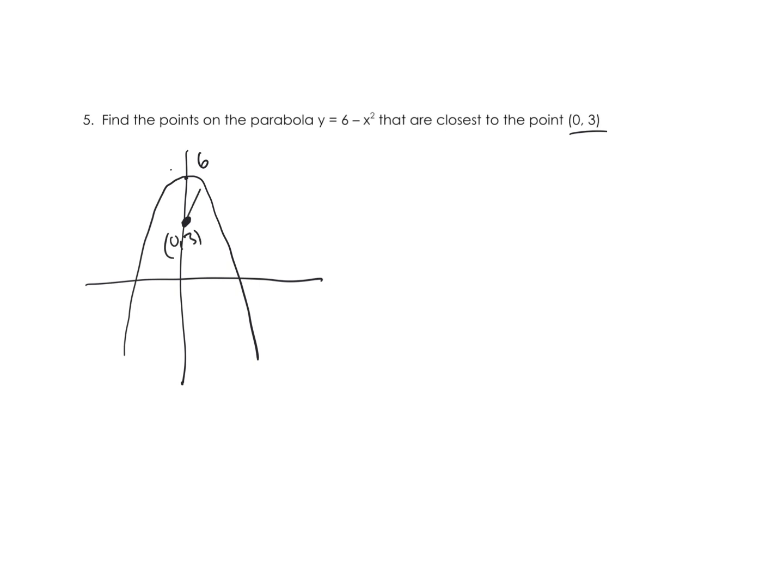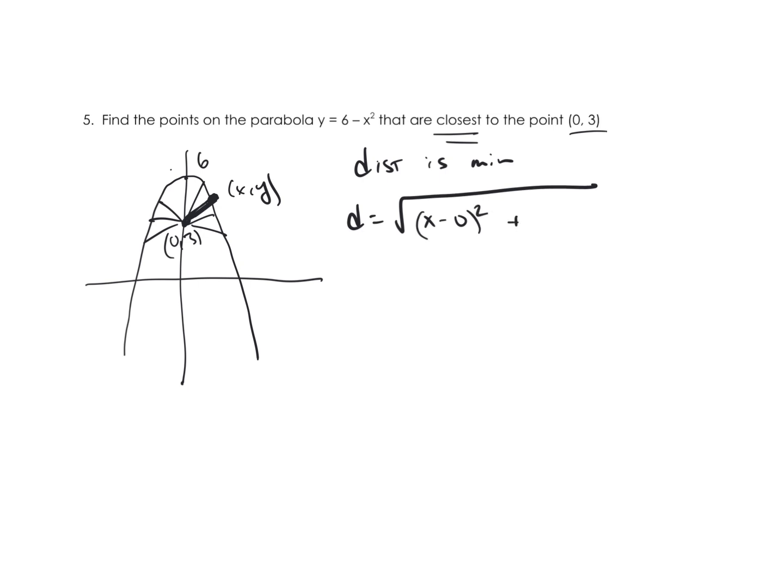And so somewhere here or here or here or here, somewhere along the line, I'm looking for the closest point. So there's a point here, (x, y), where the distance, which we'll call d, is a minimum. So I want to find where the distance is a minimum. Well, my distance formula is d equals the square root of (x minus 0) squared plus (y minus 3) squared. And if you're not sure about this formula, it's in your formula booklet, so you can just use that.